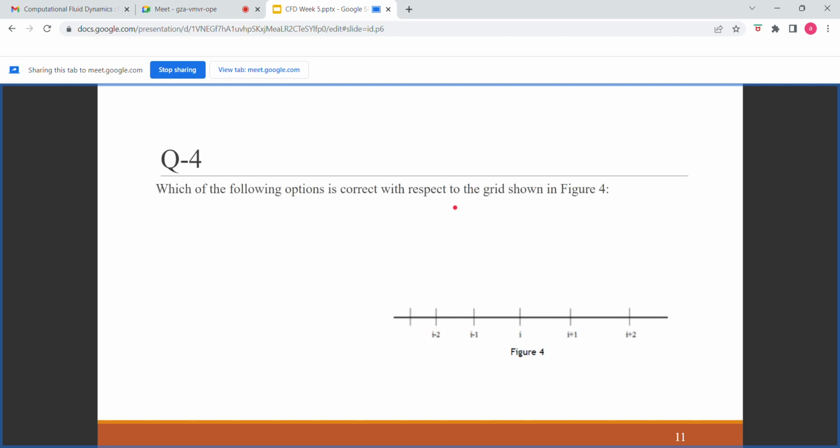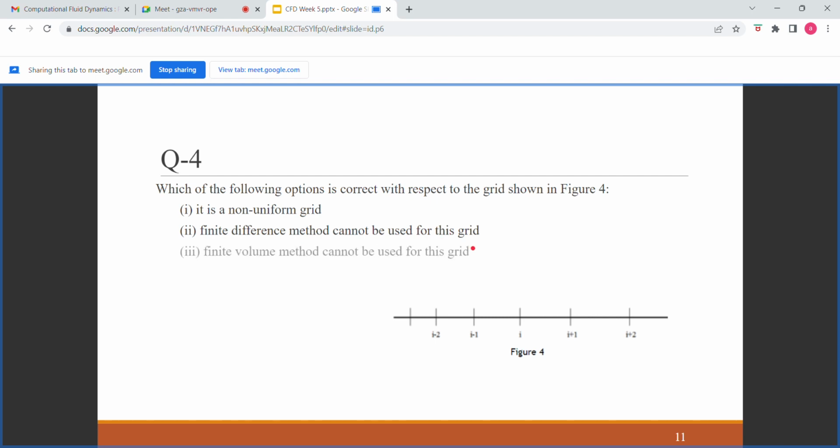Which of the following options is correct with respect to the grid shown in figure 4? 1: It is a non-uniform grid. 2: Finite difference method cannot be used for this grid. 3: Finite volume method cannot be used for this grid. Out of these three statements we have to choose which one is correct. The options are: 1, 1 and 2, 1 and 3, 1, 2 and 3.